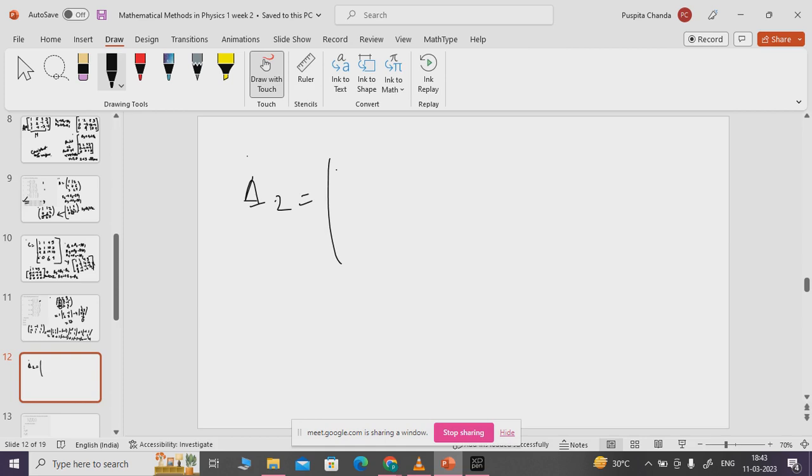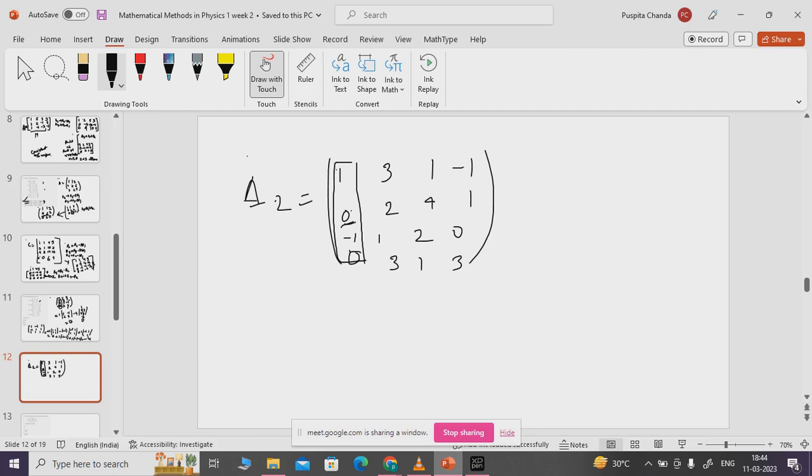So delta 2: it will be 1 3 1 minus 1, and this is 0 2 4 1, minus 1 1 2 0, 0 3 1 3. See, here it is all about determinant expansion. It will be very beneficial for us if one column becomes 0 or most of the elements of one column become 0. So we will choose this column.